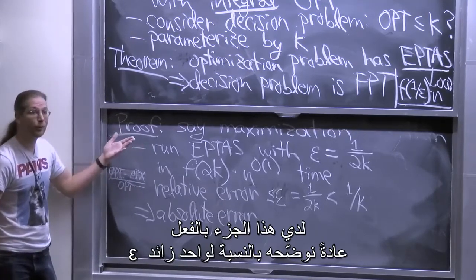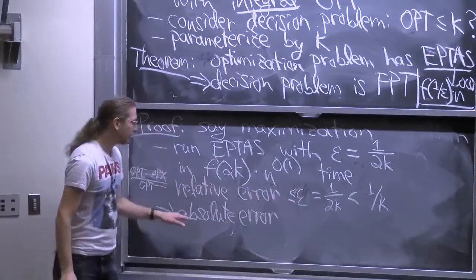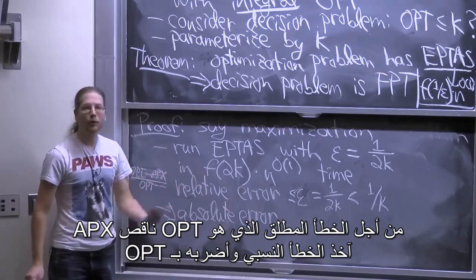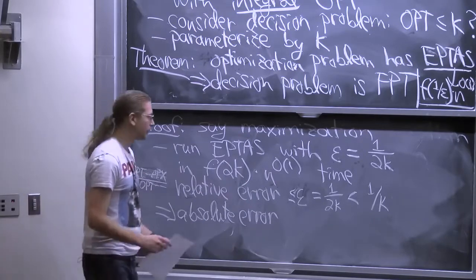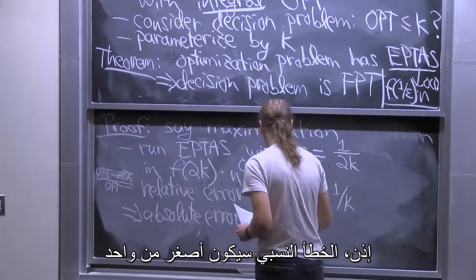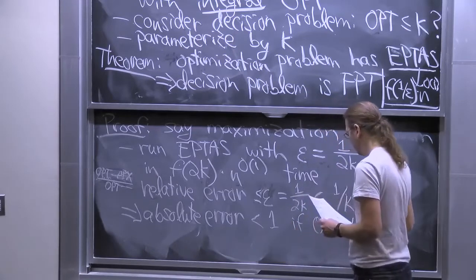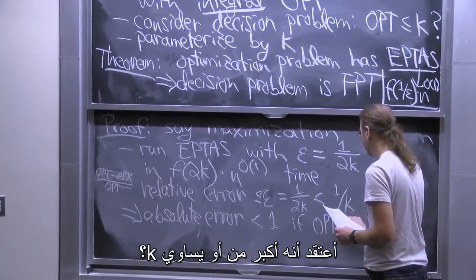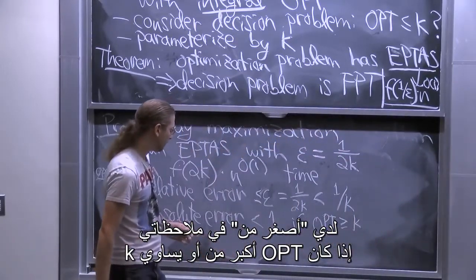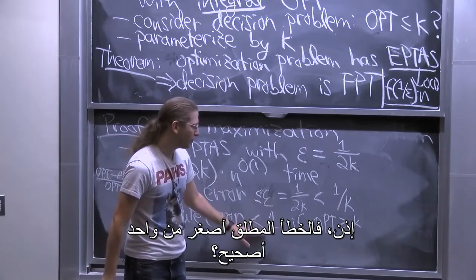So I have this one part already. Usually you state it in terms of 1 plus epsilon. If you state it in terms of relative error, the 1 disappears. You just get epsilon. The absolute error, which is opt minus APX, is I take the relative error and I multiply it by opt. Okay? So relative error is going to be less than 1 if opt is greater than or equal to k, then absolute error is less than 1, right?